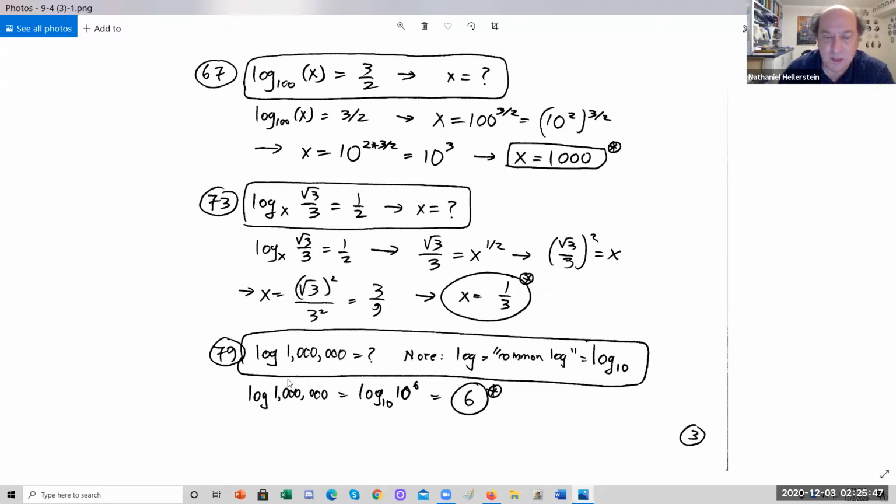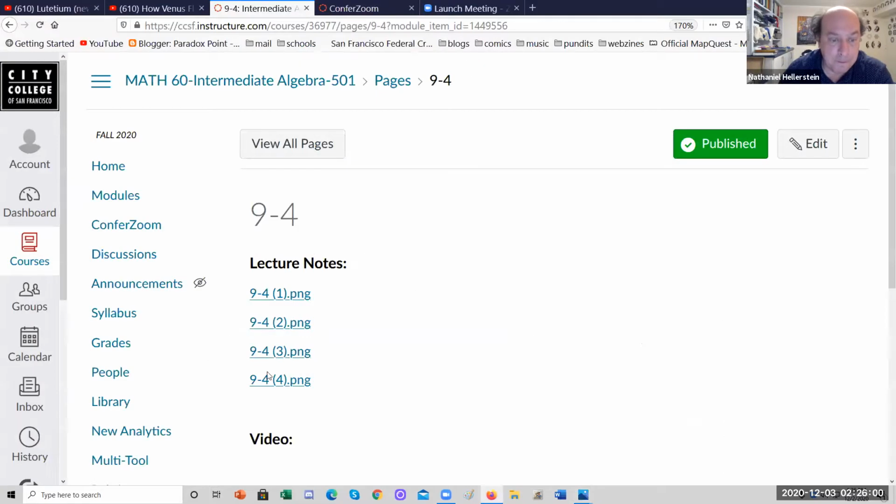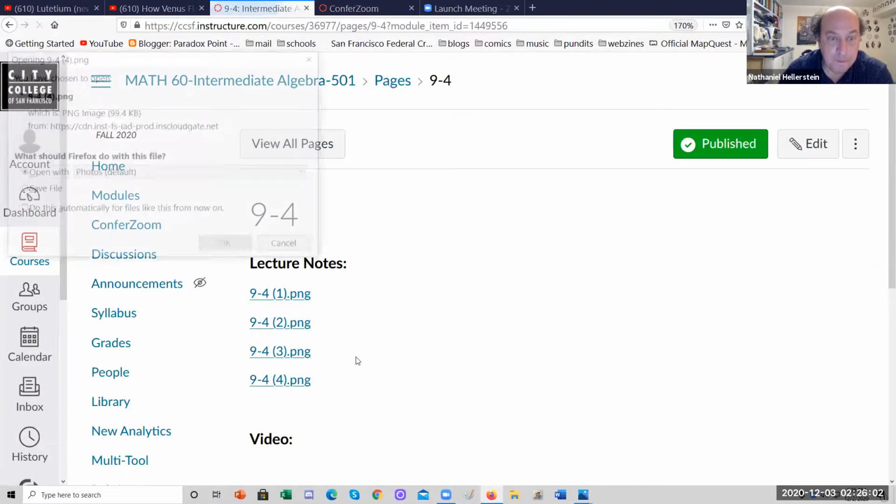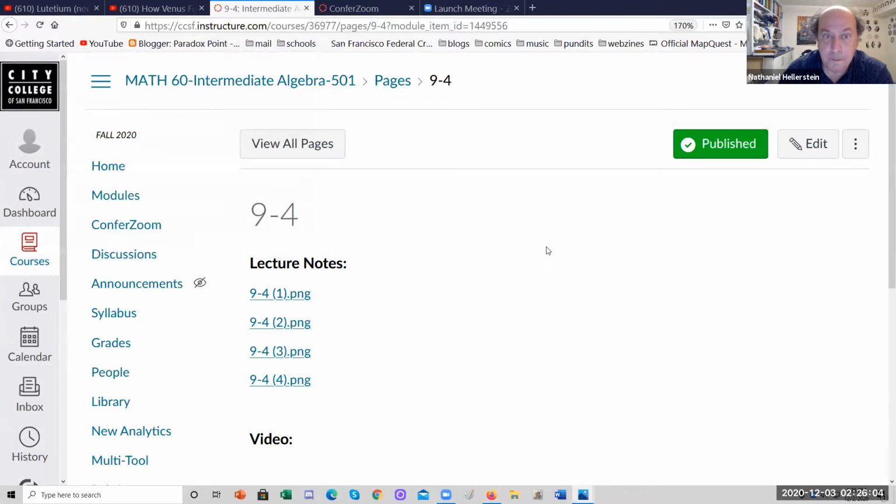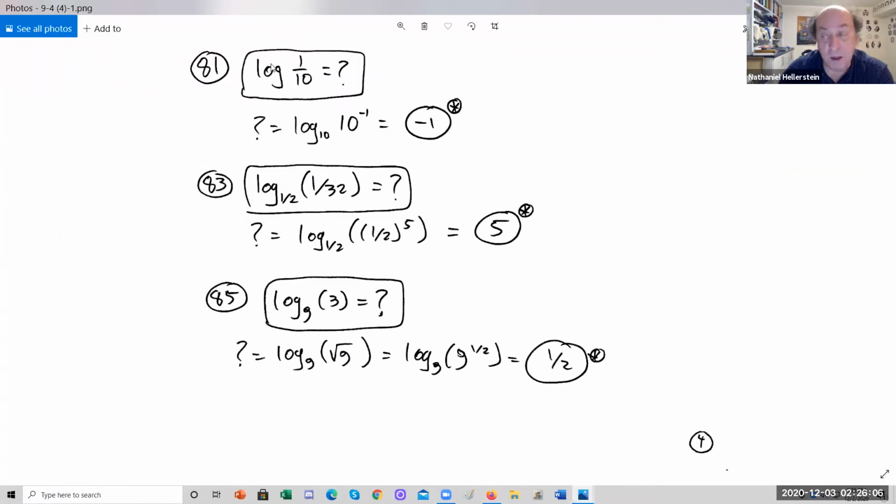So this is log base 10 of a million. A million is 10 to the sixth power. So it's log base 10 of 10 to the sixth. The log and the exponential cancel, leaves a 6. Common log, base 10, of 1/10 is what? Well, 1/10 is 10 to the minus 1 power. So the log and the exponential cancel, leaves a minus 1.